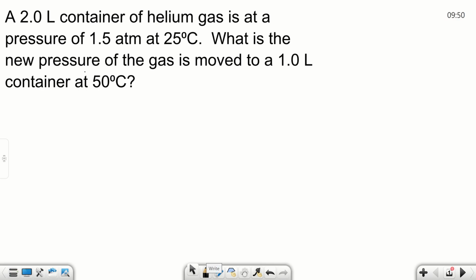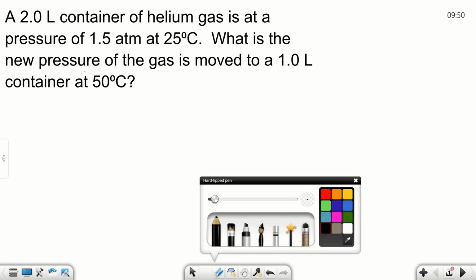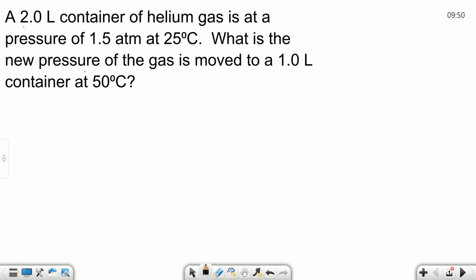All right, so you have a 2-liter container of helium gas at a pressure of 1.5 atm at 25 degrees Celsius. It is moved to a 1-liter container at 50 degrees Celsius. What is the new pressure of the gas? You can see here this is going to be a combined gas law problem. That might be the toughest part of this unit, as we've talked about, figuring out which law am I doing? My suggestion is, again, to record what you have of everything.